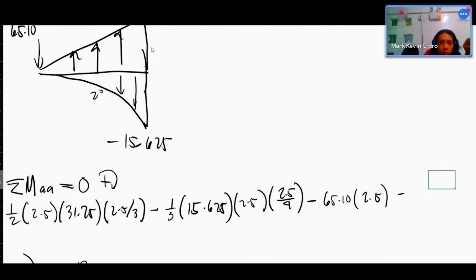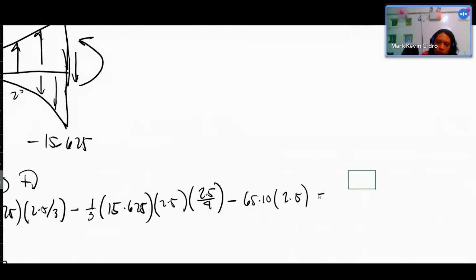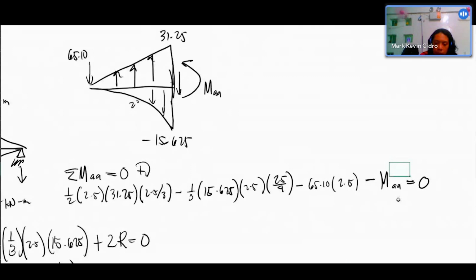Take note, this is the cutting plane. There is a shear, sorry, I got it backwards. There is shear, and then there is the moment. Assume the moment is clockwise, or counterclockwise, so minus the moment at AA. This is the moment at section A, equal to 0, of course. Everything is given here except the value of MAA, so you can solve for it.